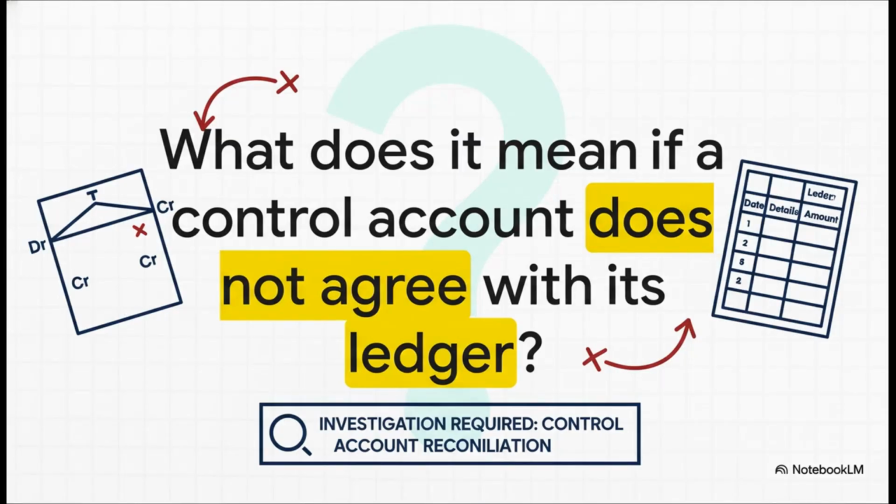And I'll leave you with one final question to think about. If that control account total doesn't match the total from the detailed list of individual accounts, what does that tell you? Well, it's an immediate red flag. It signals that there's an error somewhere in the books. This is what kicks off an investigation called a control account reconciliation, which is how accountants play detective to find and fix the mistake.